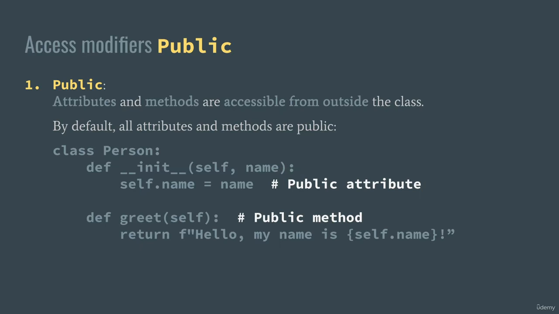Here, both the name attribute and the greet method are public, allowing us to directly access and use them outside the person class. Public access is convenient, but may expose data that could benefit from protection, which is where other access levels come into play.